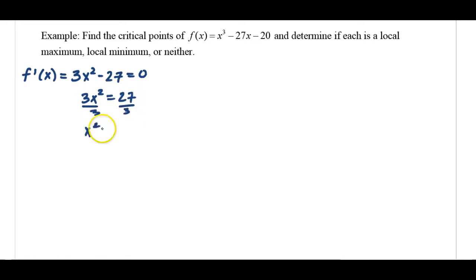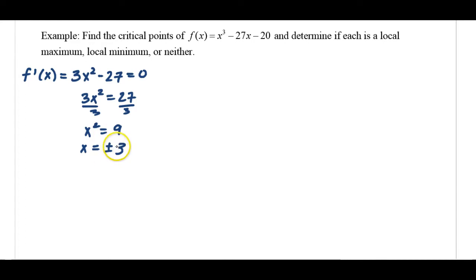Alright, so our first example, find the critical points of x cubed minus 27x minus 20 and determine if each is a local max, local min, or neither. So first find the critical points. So find where the derivative is 0 or undefined. So 3x squared minus 27, I want to set that equal to 0. So I'll go ahead and add 27 to the other side. Divide both sides by 3. I get x squared equals 9, so x equals plus or minus 3. So positive 3 and negative 3 are my critical points.